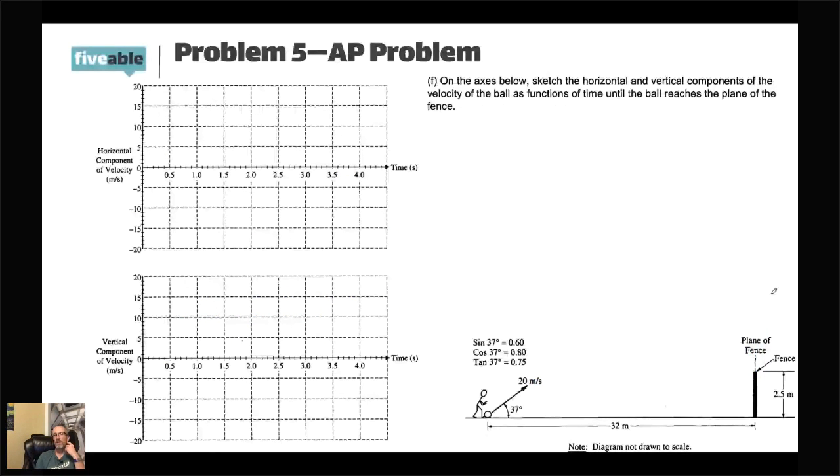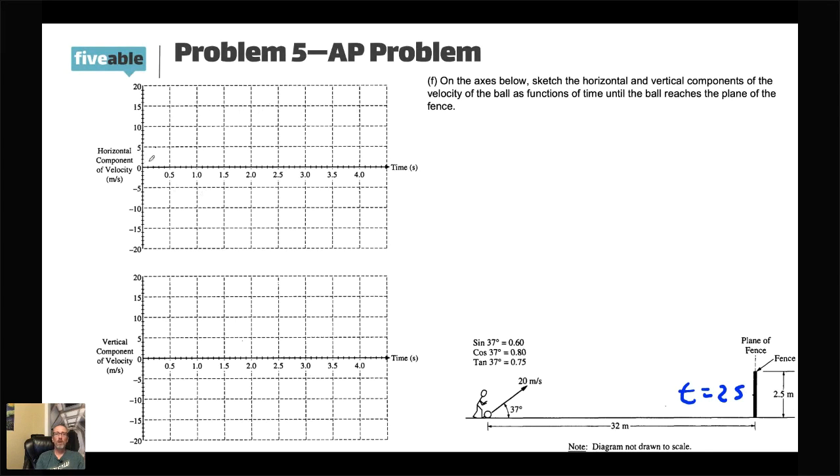The very last thing that they want us to do here is, it says on the axes below, they want us to sketch the horizontal and vertical components of the velocity of the ball as functions of time until the ball reaches the plane of the fence. So we said that the time for it to get to the fence was 2 seconds. Notice that they give you all the way out to 4 seconds. So that's a hint that you have to be really careful. We know we went that 32 meters. We knew that it took a time equal to 2 seconds.